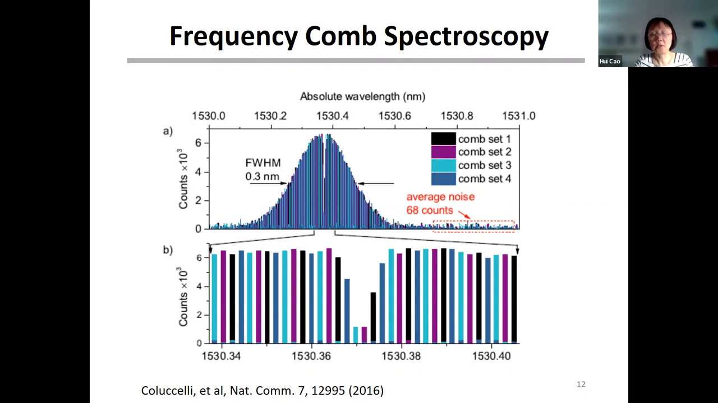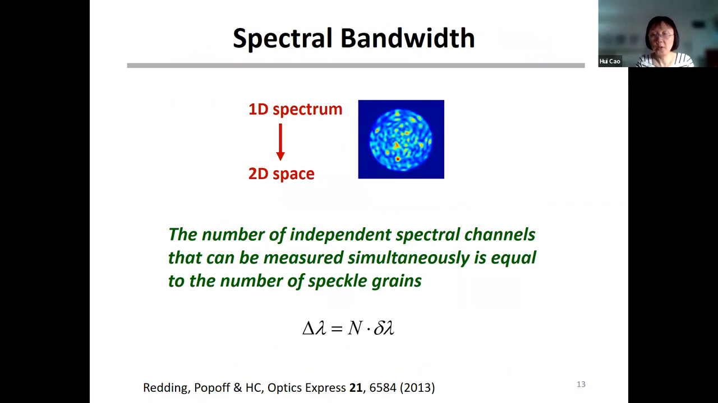So now the question is, how can we have such a large bandwidth? The reason is that we map a one-dimensional spectrum to a two-dimensional space. Typically you use a grating spectrometer, which diffracts the light in one dimension. So you have a one-dimensional spectrum, and you couple it to one-dimensional spatial coordinates. But here, in a multimode fiber, we project a one-dimensional spectrum to a two-dimensional space. Then we have many different spatial channels that allow us to recover the spectral information.